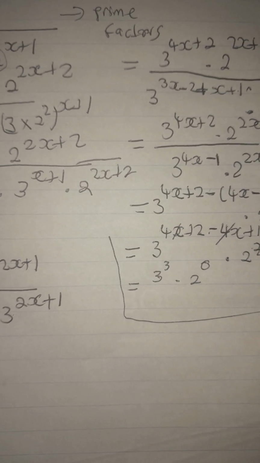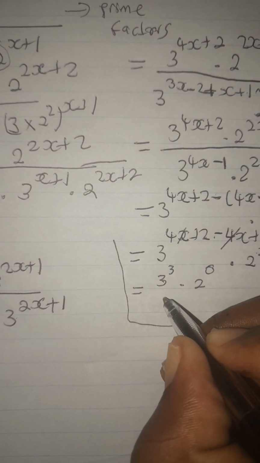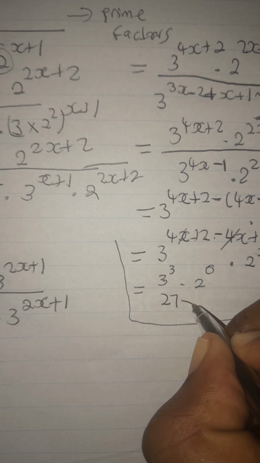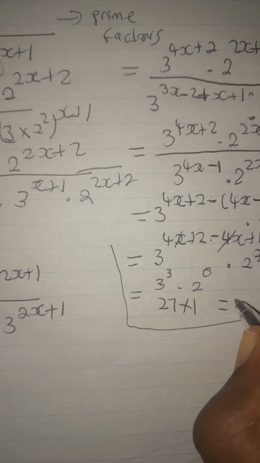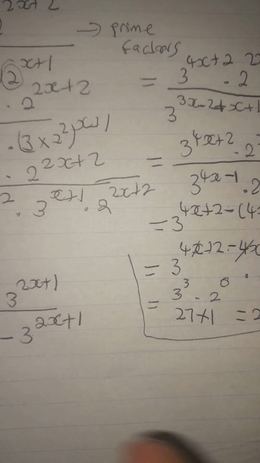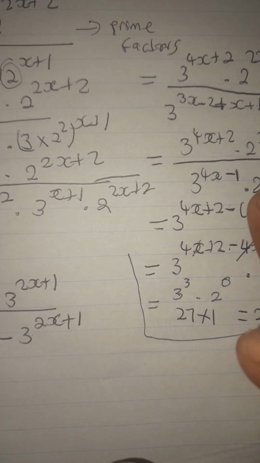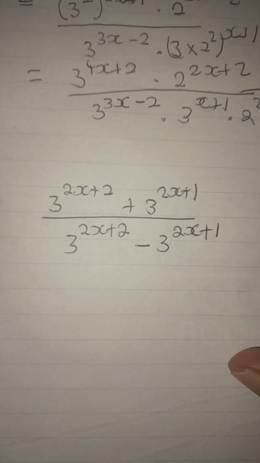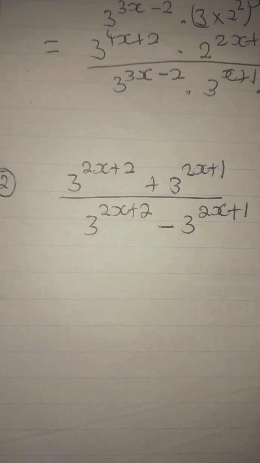So we are not done. 3 to the power of 3 is the same as 27. So 27 times 1 is the same as 27. So that's the case. Right, that's the solution.